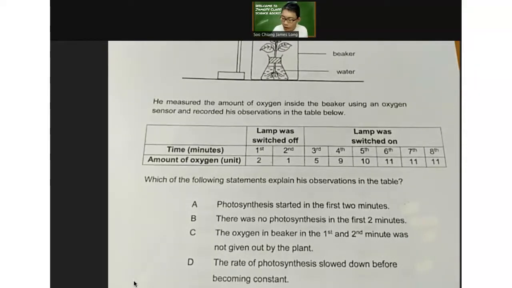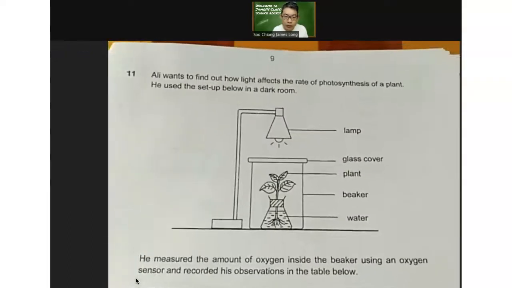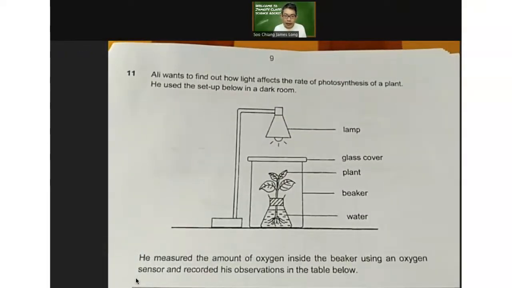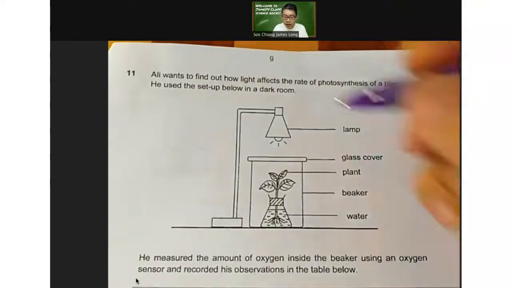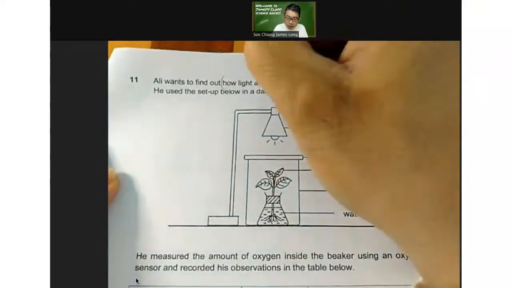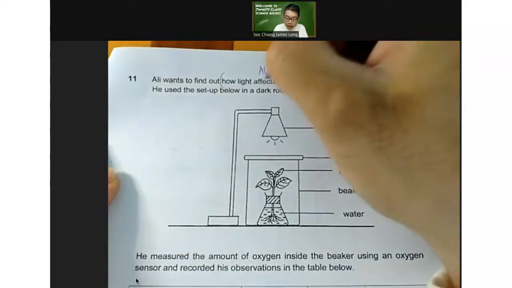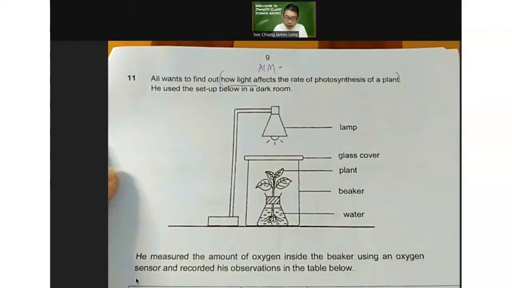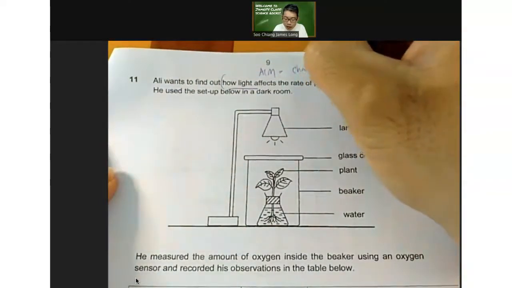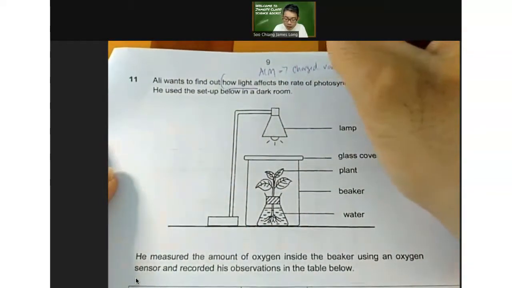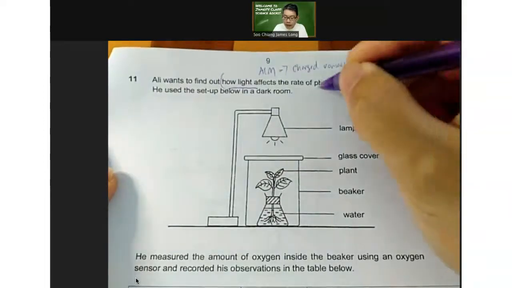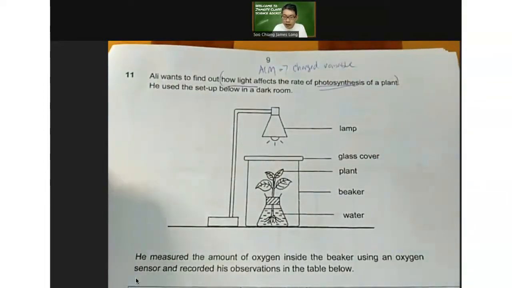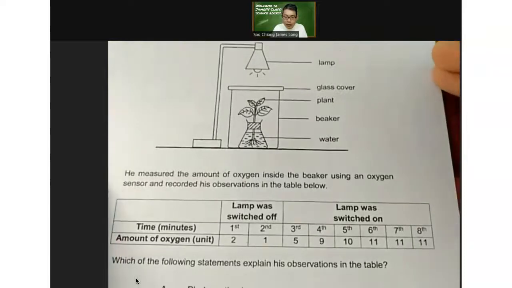Alright, I hope you have attempted it now and already, and I'm going to go through this with you. Now Ali wants to find out how light affects the rate of photosynthesis. So if this is the aim, that means that the light, whether it is amount of light or presence of light here, will be the change variable. And how do we measure the effect of this? In this question, Ali measures it in terms of the amount of oxygen collected.